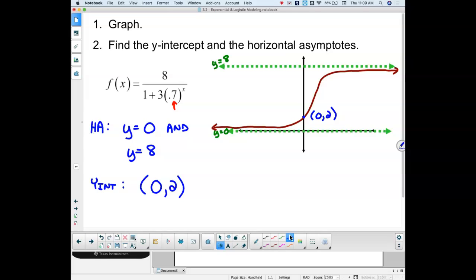If I needed to find another point it went through, we would plug in an x value that's not 0, like 1 or 2 or 3 or 5 or 92 or 18 or whatever you want. Then we can do the same math and get the value of that point. Questions on graphing a logistic function?